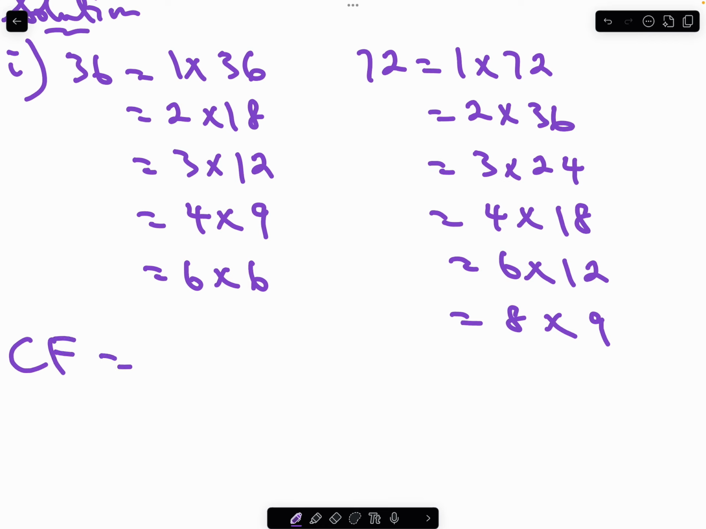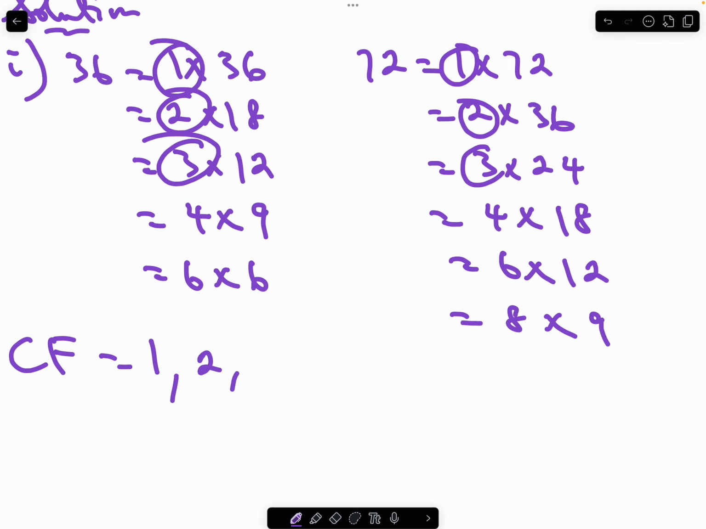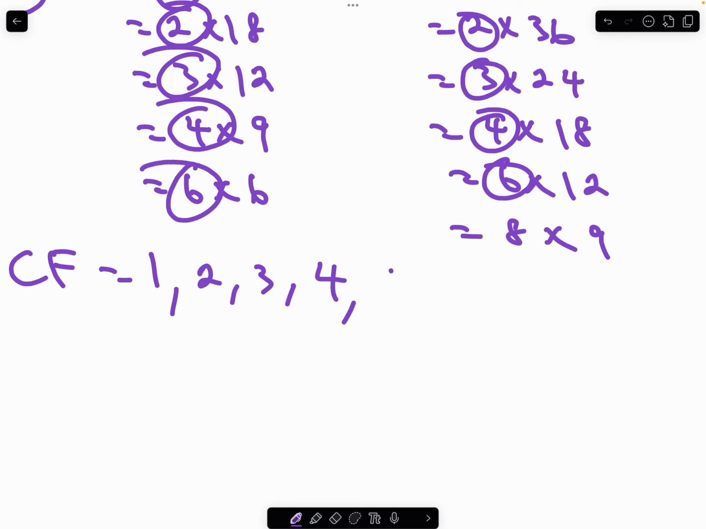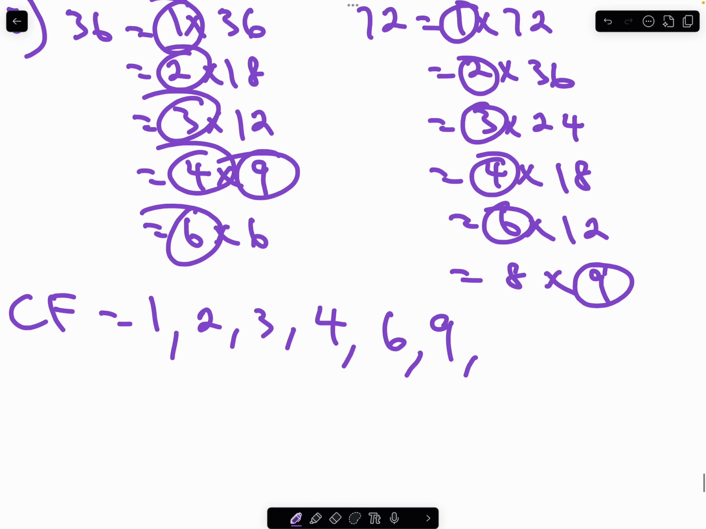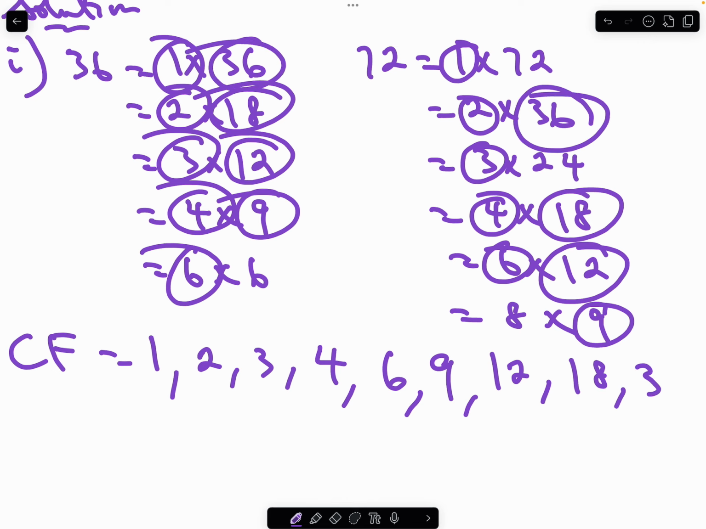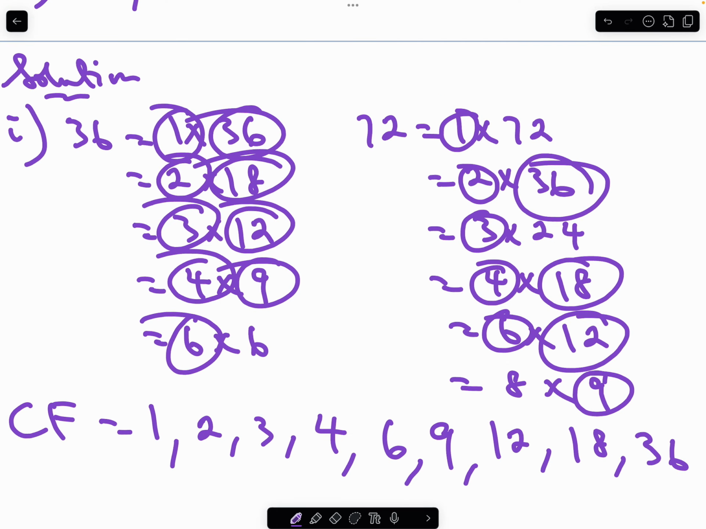So the common factors will be: there's a 1 here, there's a 1 here, so that's 1. There's a 2 here, there's a 2 here, so that's 2. There's a 3 in both, so 3. A 4 in both, so 4. A 6 in both, 6. A 9 in both, 9. A 12 in both, 12. An 18 in both, 18. A 36 in both, 36. And that's all.